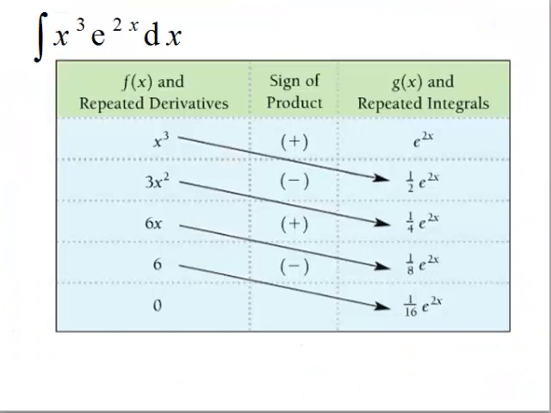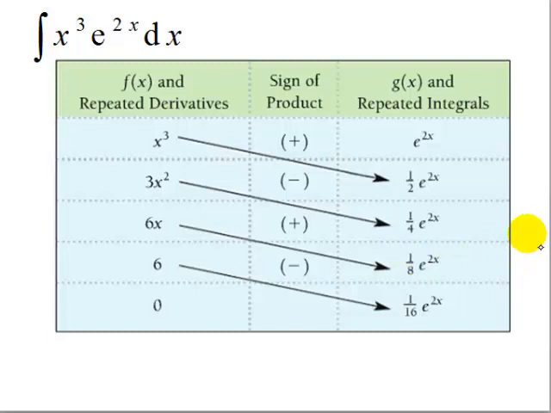So here is our table, and we have the first function in this product of two functions, x cubed. If we differentiate it, we get 3x squared. Differentiate it again, 6x, one more time 6, and one last time 0. So this makes the first column of our table. Over here we put our second function, e to the 2x. We integrate again, we integrate again, and we integrate one more time to fill out our table. We saw our signs went plus, minus.